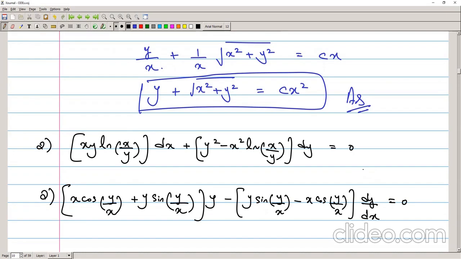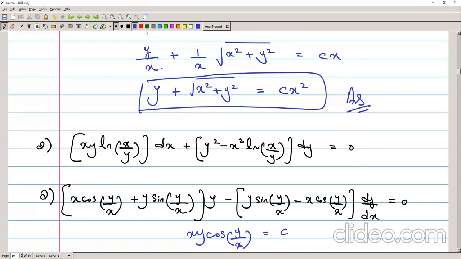So the answer to this problem is xy cosine y over x is equal to c. Right, this is the solution for the given problem.